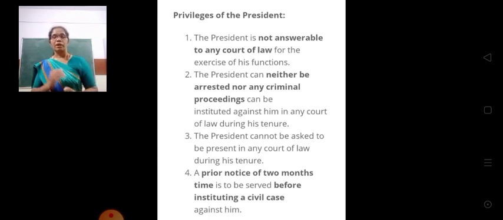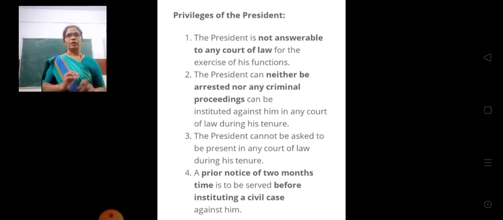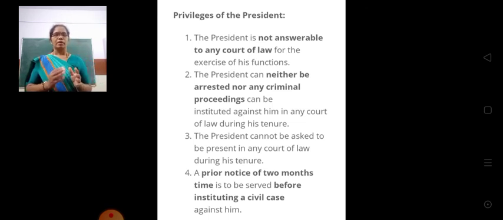Again, the president is the elected head of state of the Indian Republic, and he is elected by a body called an electoral college, which consists of the elected members of the Lok Sabha, the Rajya Sabha, and the state legislative assemblies. These are some of the things related to the President of India.